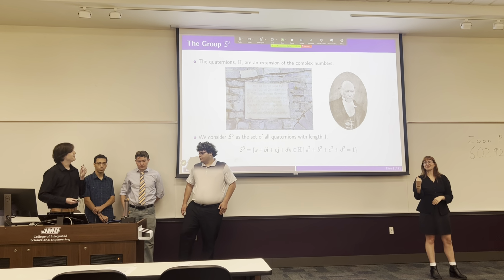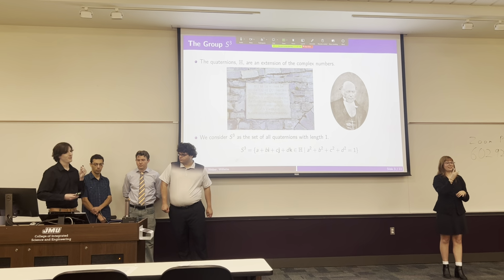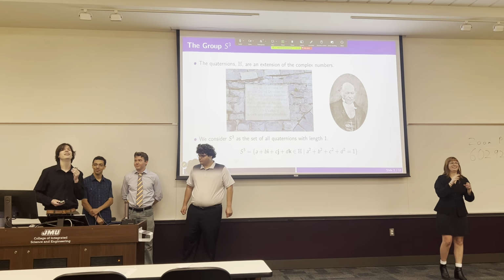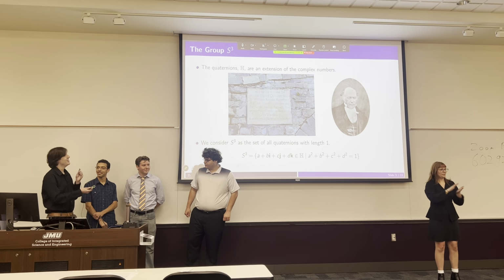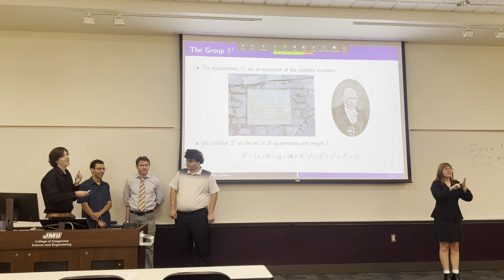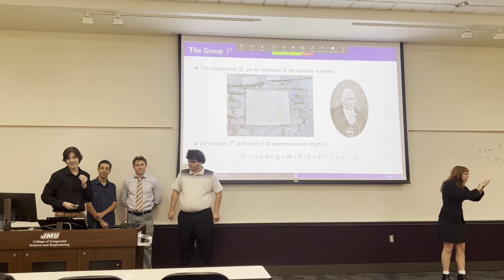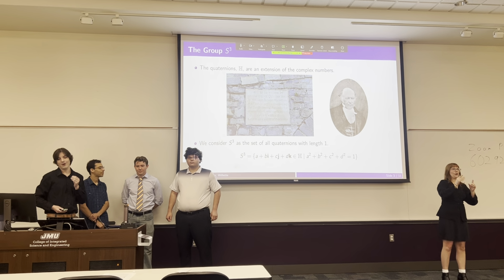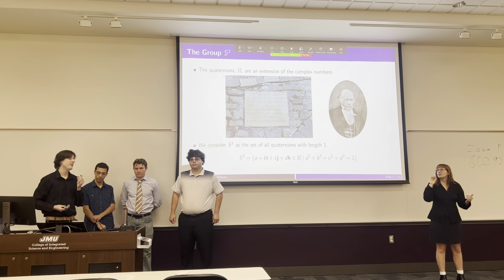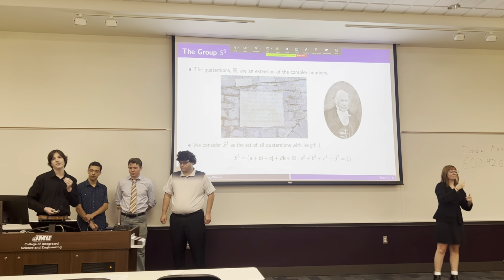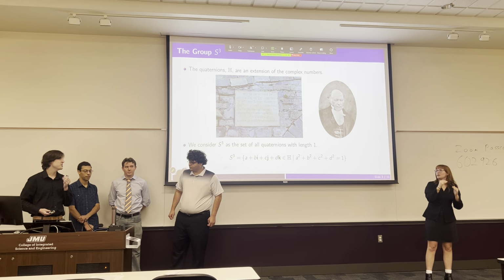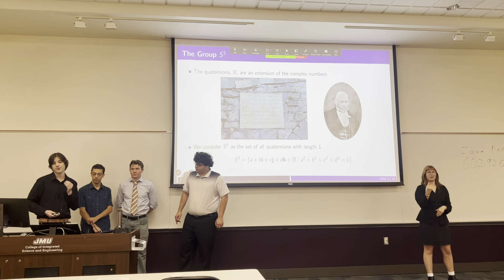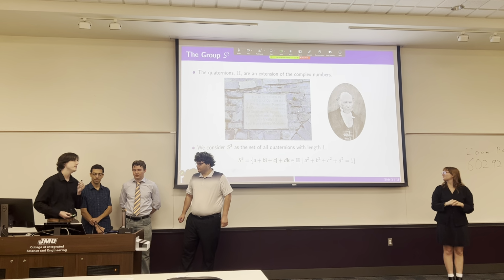This was discovered in October 1843 by this guy, Sir William Rowan Hamilton, who famously went slightly crazy when he discovered this and had to carve it in the side of this bridge rather than waiting until he got home to write it in the snowflake. We consider S3 as the set of all quaternions with length 1. So if you think about the circle, this is governed by an equation in 2 variables, which is x squared plus y squared equals 1. Here we have 4 variables, and the equation is a squared plus b squared plus c squared plus d squared equals 1.